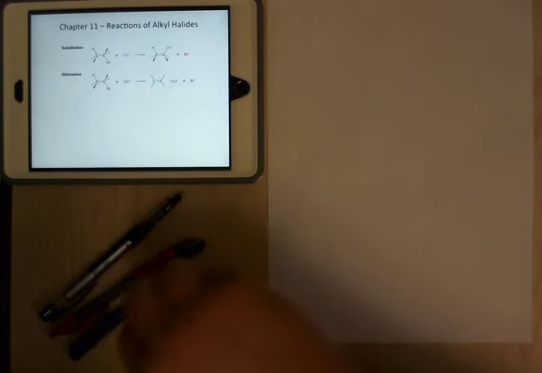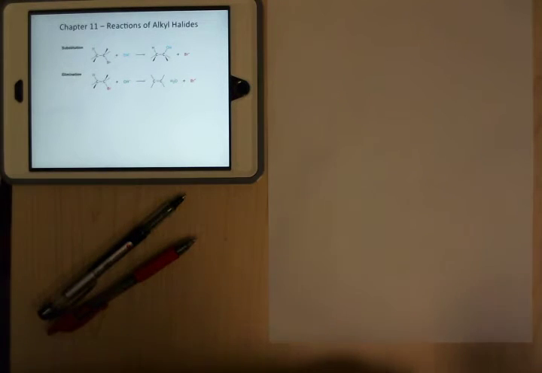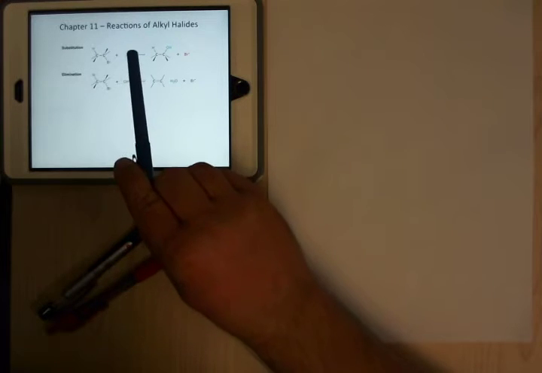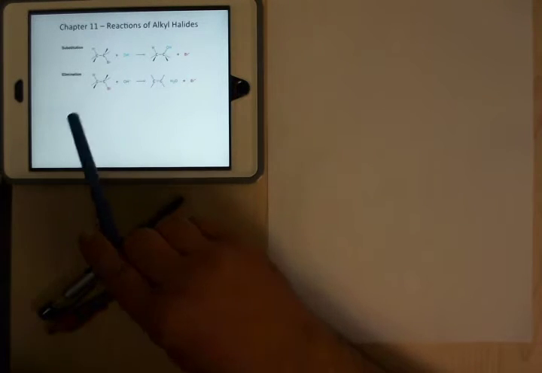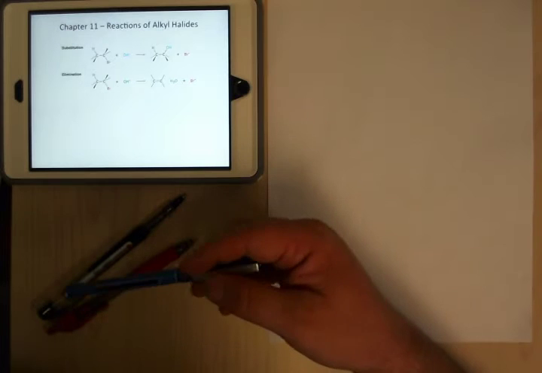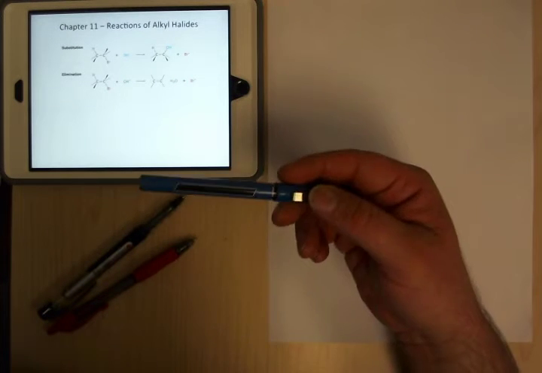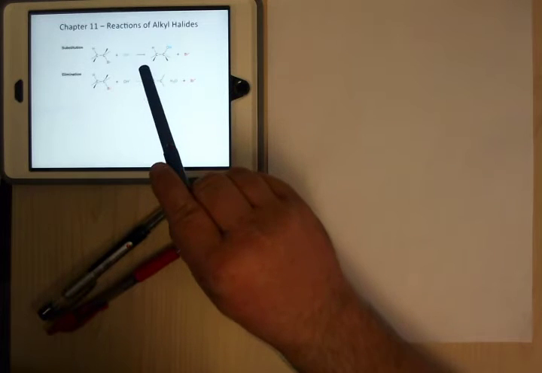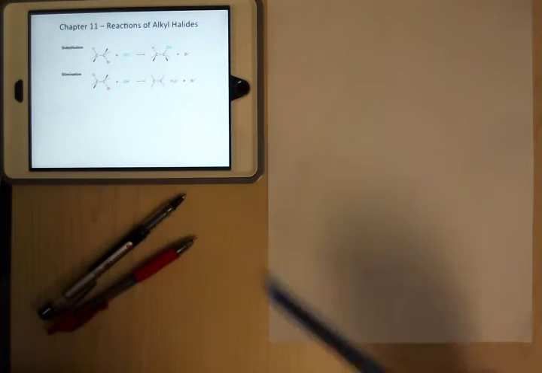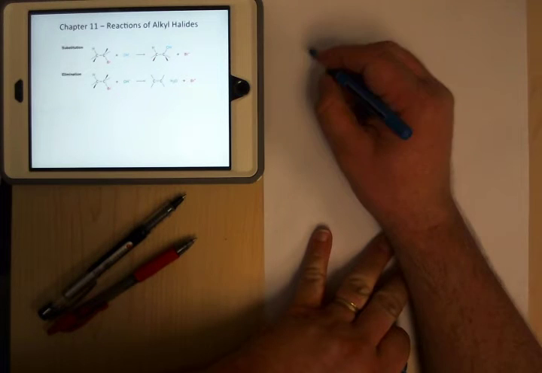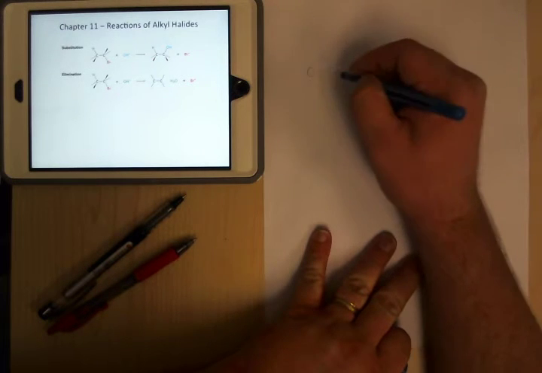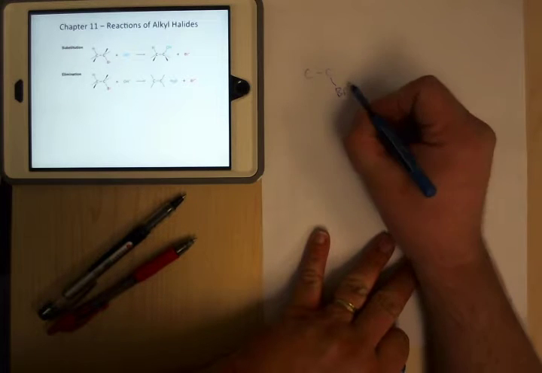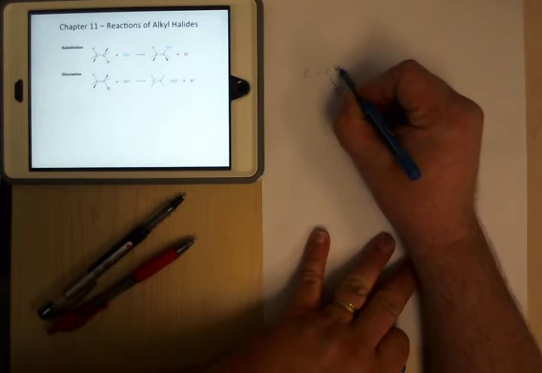So with substitution reactions, as the name implies, you get a substitution effect. You're going to have the nucleophile here, which is nucleo for positively charged and phile for loving, so it's going to like positive charge. When you have a compound like this, the bromine, being the more electronegative, is going to have a partial negative charge, and the carbon a partial positive charge.